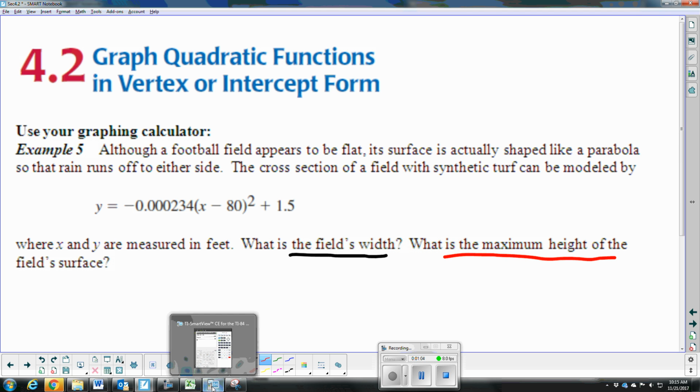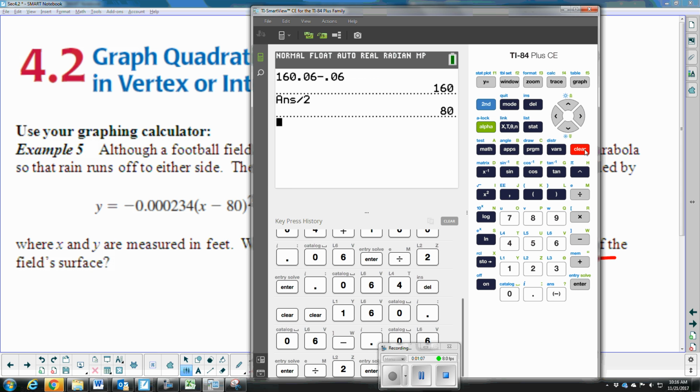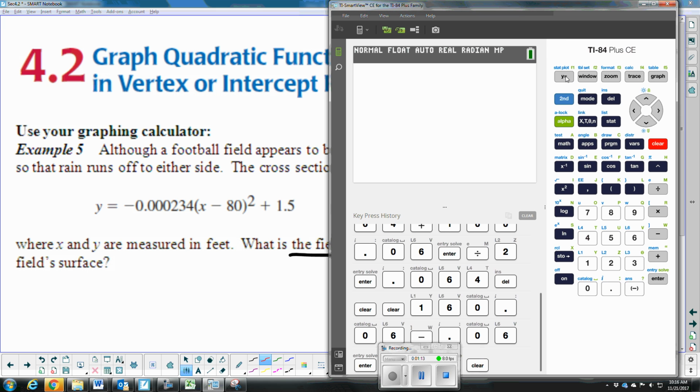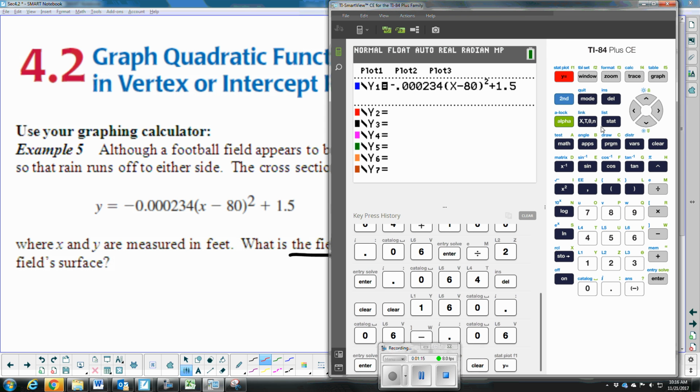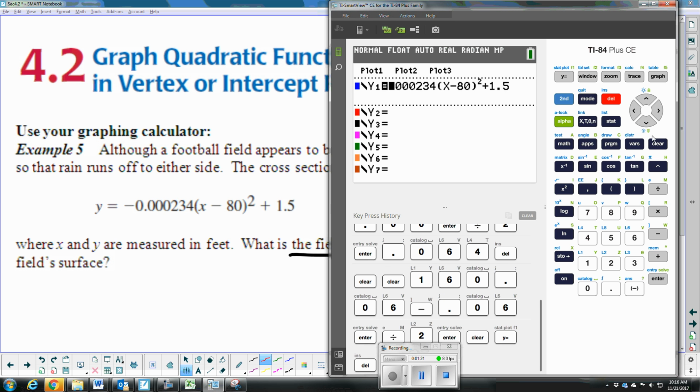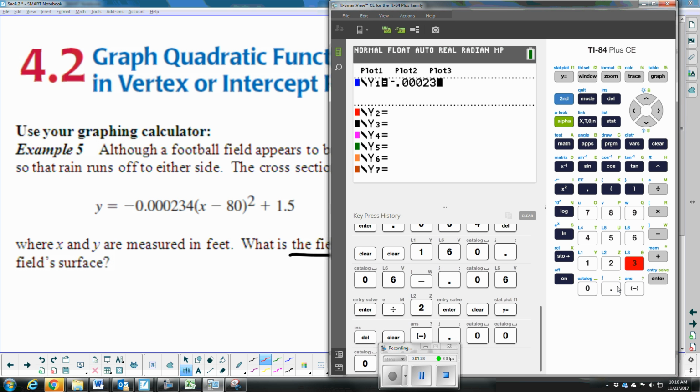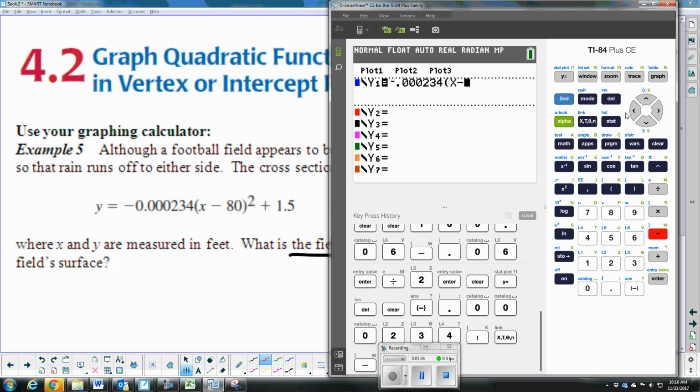So let's start by putting this into our calculator. You're going to clear out your calculator and go to y equals, and then you'll plug in this equation. So negative 0.000234 times the group x minus 80 squared plus 1.5.